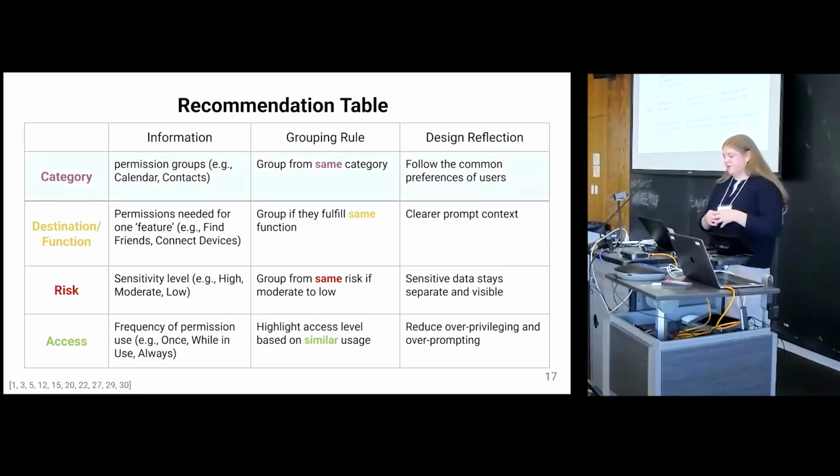So specifically for permission categories, we're going to go with predefined groups like calendars, contacts, camera, things that are easily recognizable to us and will make sense being in the same group. For our destination and function, we believe that it could be okay to cross-categorize different requests into the same group because they are fulfilling the same function. That way our context is so clear of exactly what it's being used for and the why is much clearer.